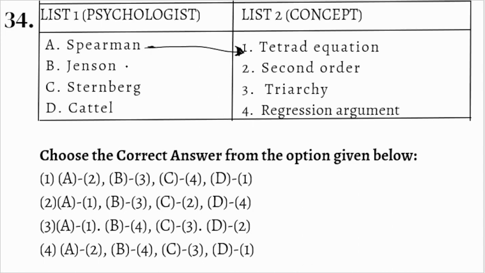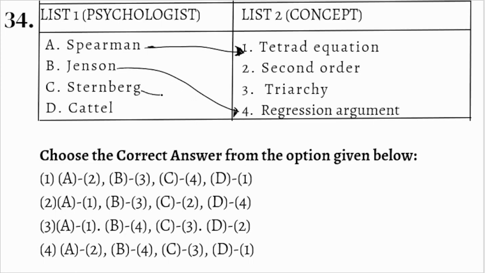Jensen. Jensen also gave a very regressive argument wherein he talked about how racial differences played a very important role, and he also talked about there being a few ethnicities who have lower IQ, etc. And whatever he said actually backfired later.